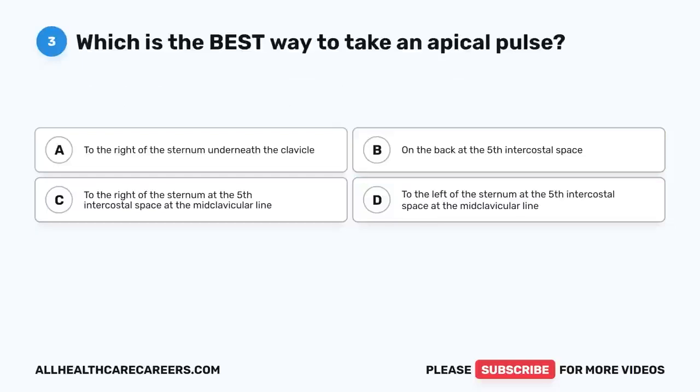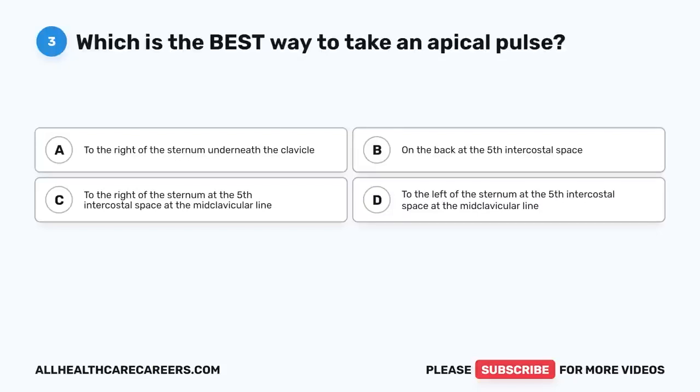Question 3. Which is the best way to take an apical pulse? A. To the right of the sternum underneath the clavicle. B. On the back of the fifth intercostal space. C. To the right of the sternum at the fifth intercostal space at the mid-clavicular line. D. To the left of the sternum at the fifth intercostal space at the mid-clavicular line.